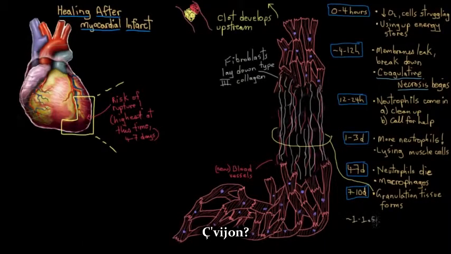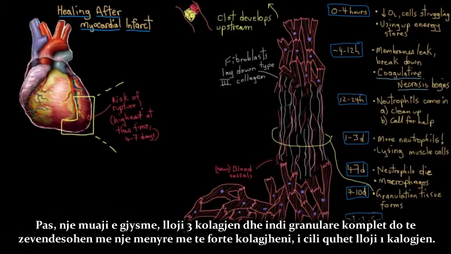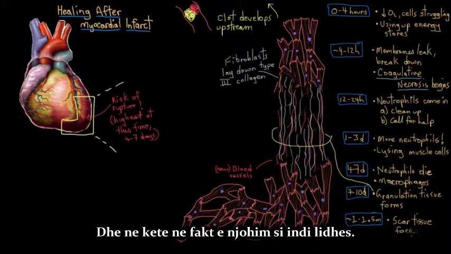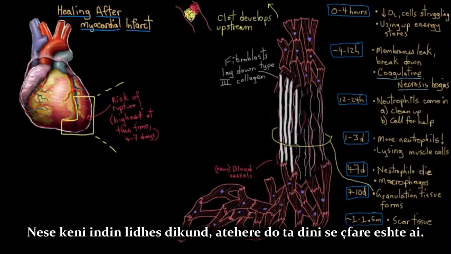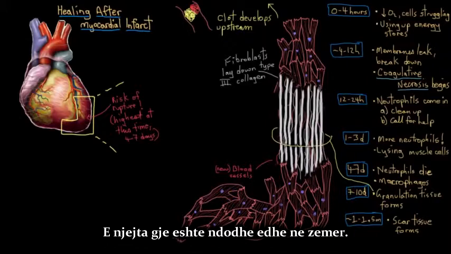What's next? Well, after about a month and a half, the type 3 collagen in the granulation tissue will be completely replaced by a way stronger type of collagen called type 1 collagen. And that's actually what we know as scar tissue. So if you have a scar anywhere, you know what scar tissue is. It's the same thing here in the heart.